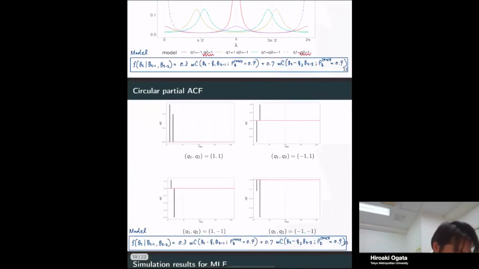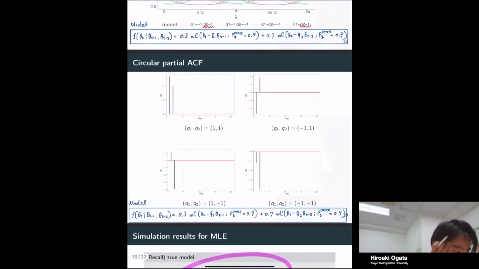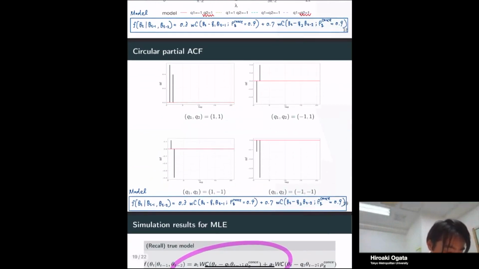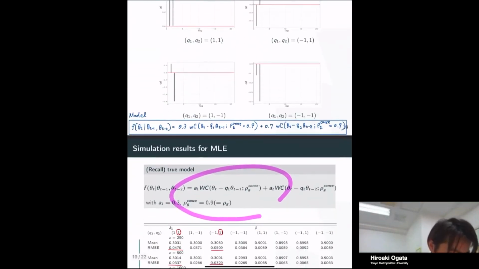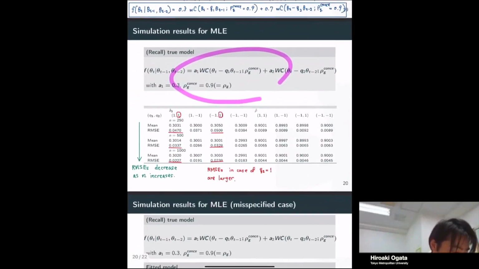And this is the circular partial autocorrelation function. It has a similar structure to the AR process. So the circular partial autocorrelation function cuts off after lag 2, right? This is a very interesting result. And now the simulation results for the MLE.